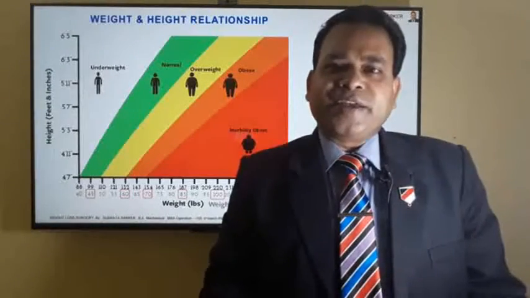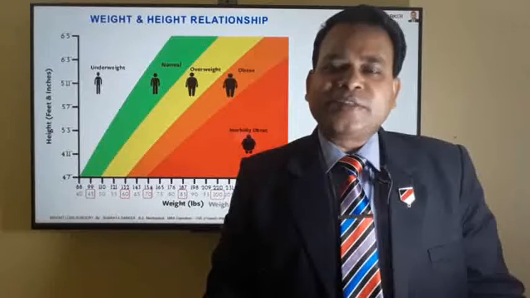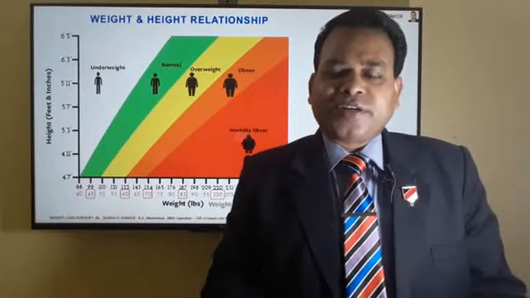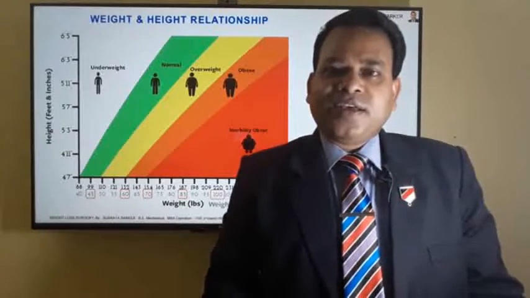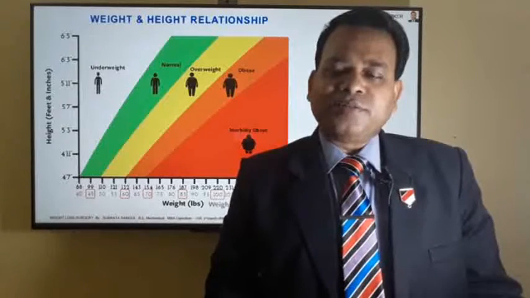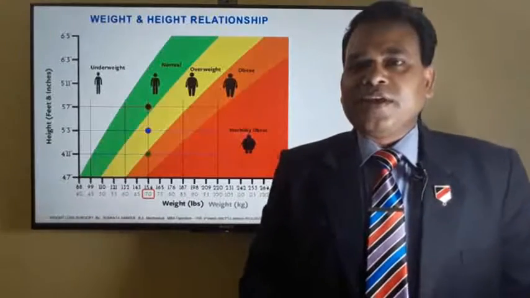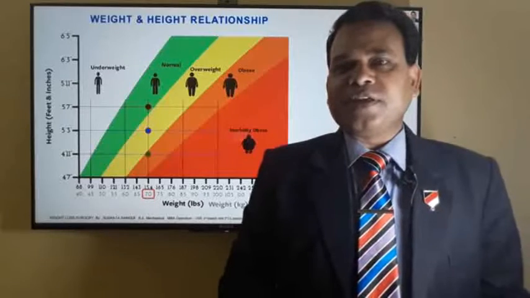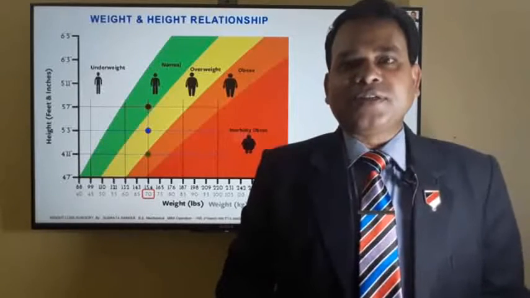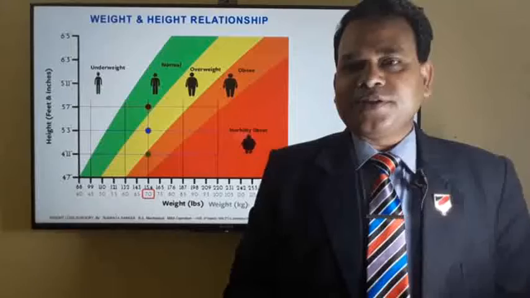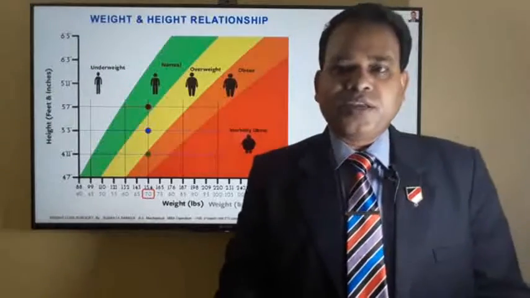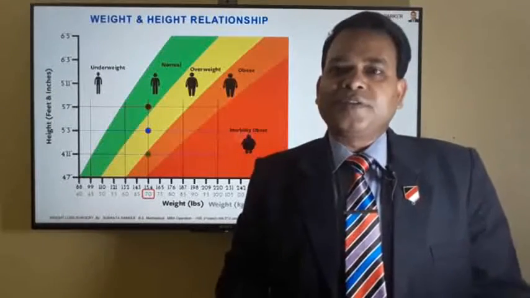If someone says my weight is 70 kg, it doesn't make any sense. The correctness of weight is a function of the height of the person. For example, you can see in this chart. This chart is basically a BMI chart. The vertical axis represents height, and the horizontal axis is the weight, and their area is plotted.